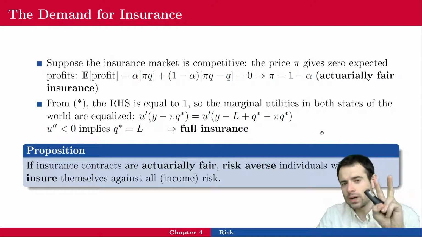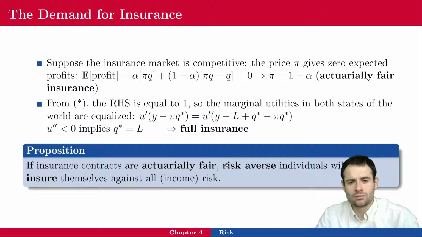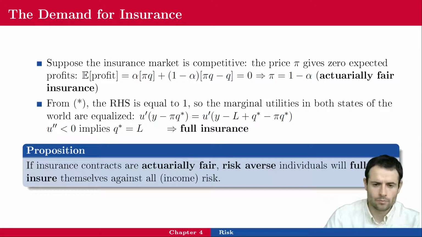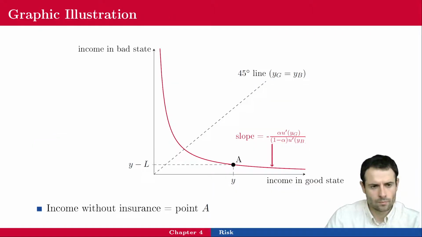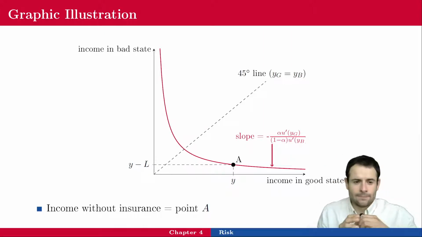So you need two ingredients for full insurance. You need a risk-averse agent and you need actuarially fair rates. If you don't have one or the other, then insurance will be partial. You won't want to be covered your full amount of the loss, but you will want to be covered maybe 50% of it, or maybe 70% of it, or maybe 30% of it. Let's look at how it illustrates graphically.